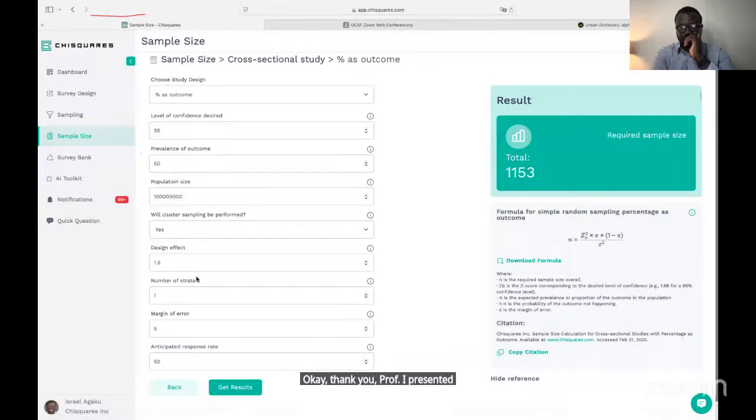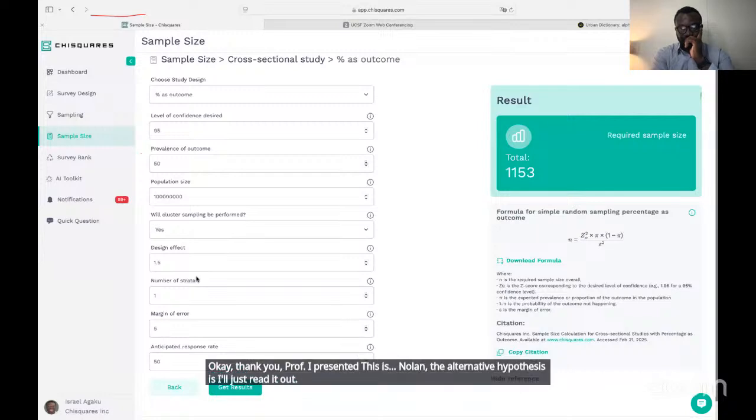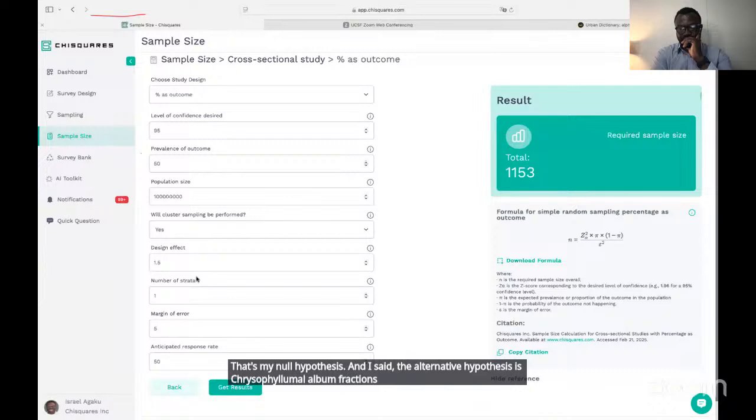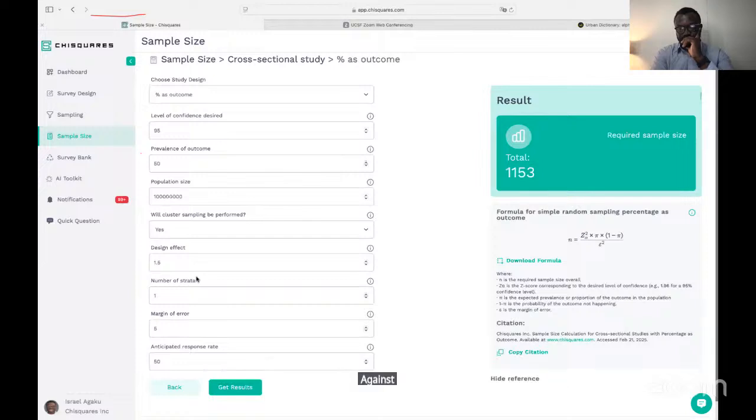this null and the alternative hypothesis. I'll just read it out, and I was queried that it should be the other way around. I said my null, which is the H0, is that Chrysophyllum albidum fractions have no significant anti-biofilm and anti-persistent effect against Clostridioides difficile infection in units. That's my null hypothesis. And I said the alternative hypothesis is that Chrysophyllum albidum fractions have significant anti-biofilm and anti-persistent effects against Clostridioides difficile infection in units.